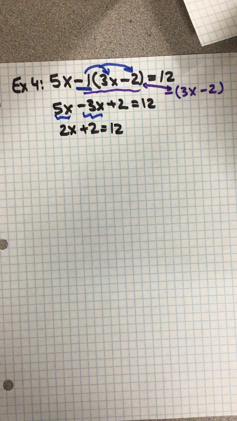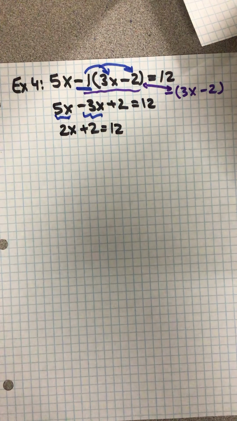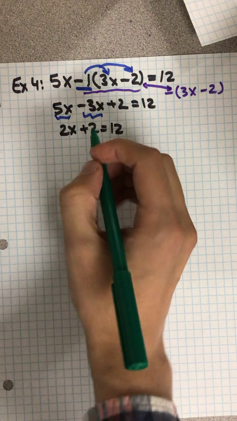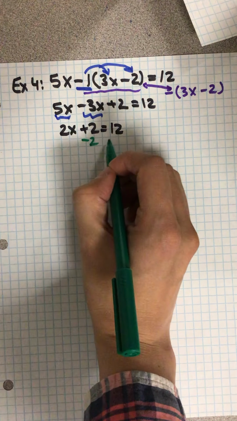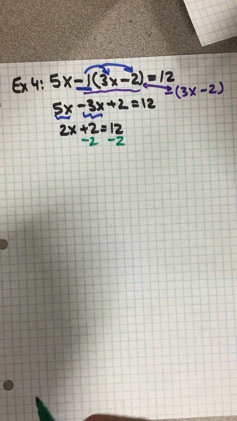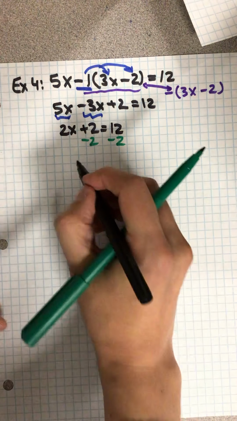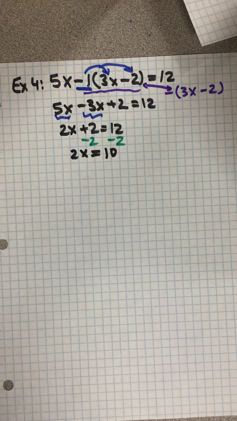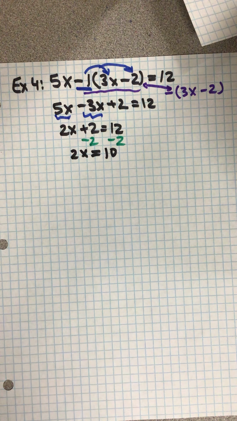Next, we need to go ahead and carry out our inverse operations. Now, we first need to get our x term here alone, and we have a plus 2 here. So we need to do the inverse of adding 2, which is subtracting it. And that gets us to 2x equals 10, as that is 12 minus 2, excuse me.